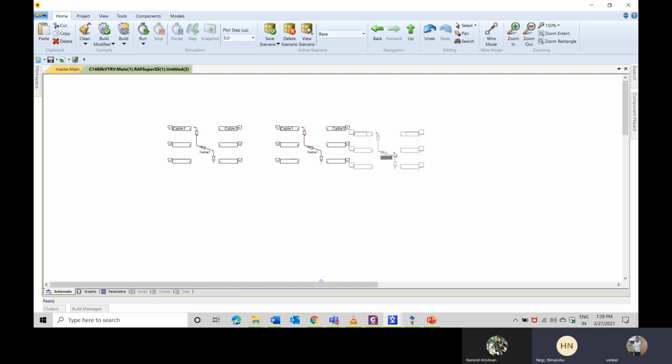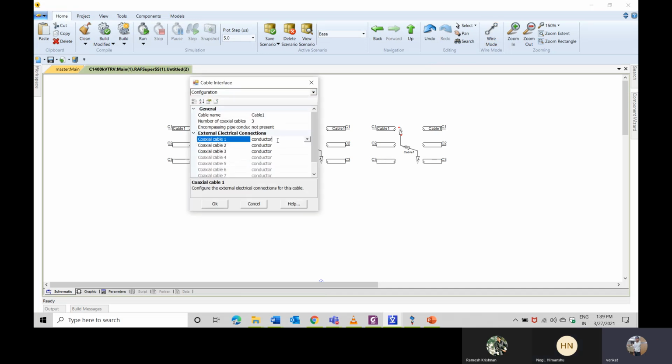Can you see this? I'm just modeling a cable. Yes, the same model which we used yesterday. If you have any sheath, then, as I said yesterday, you have to put a sheath on this particular cable.